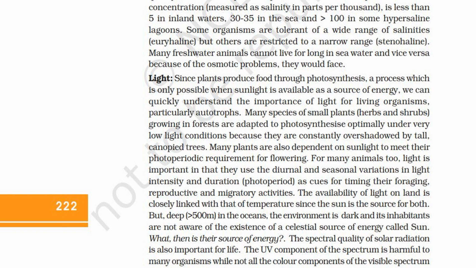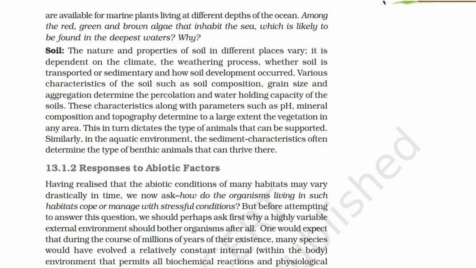The spectral quality of solar radiation is also important for life. The UV component of the spectrum is harmful to many organisms, while not all the color components of the visible spectrum are available for marine plants living at different depths of the ocean. Among the red, green and brown algae that inhabit the sea, which is likely to be found in the deepest waters? Why? Soil. The nature and properties of soil in different places vary.